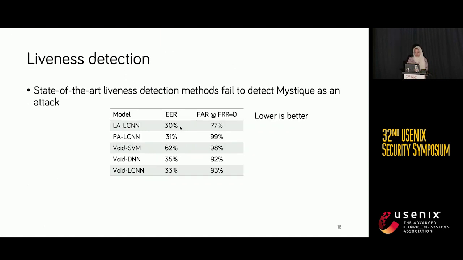Next, we evaluated Mystique on three recent liveness detection systems. One of them was at USENIX 2021, with variations in the underlying neural network. We tried different variants of the neural network. This table shows the equal error rate and the false accept rate when the false reject rate is zero. For both of them, lower is better. And as you see, all the models failed at detecting Mystique samples as being fake.